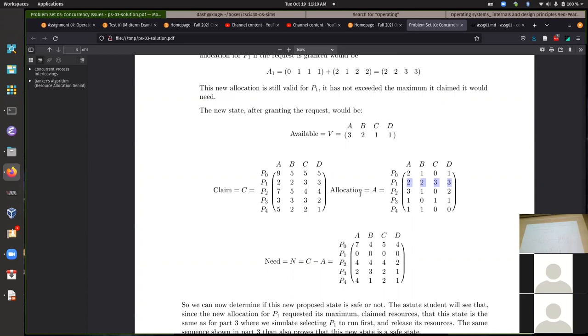That was all I had to talk about on this third problem. So those were the most common things that I saw on the ones that I returned.